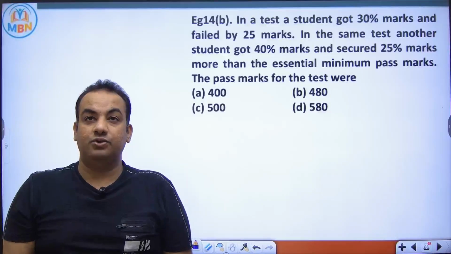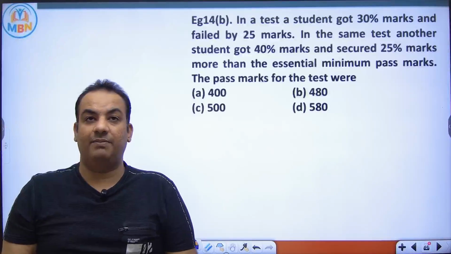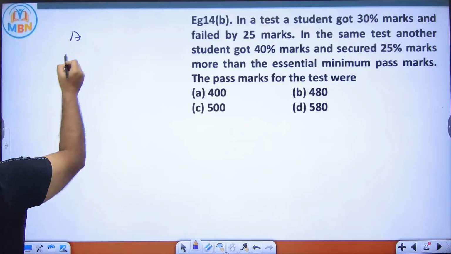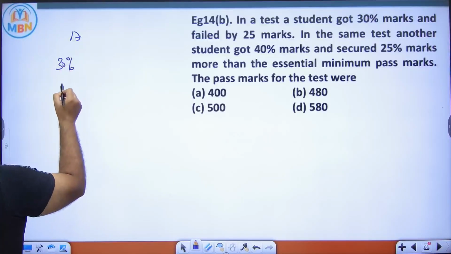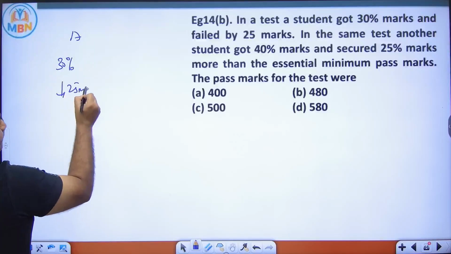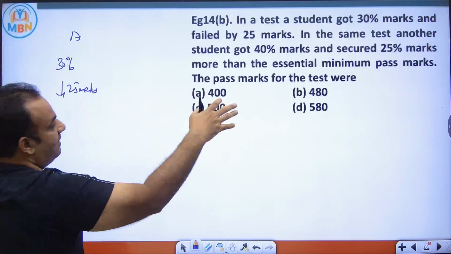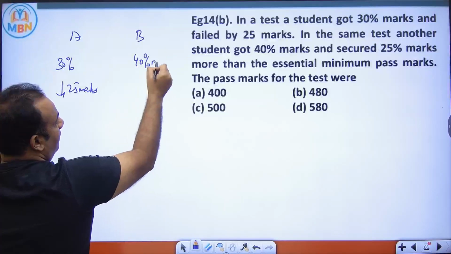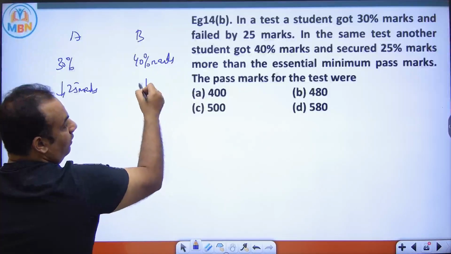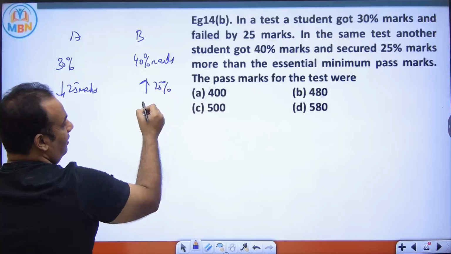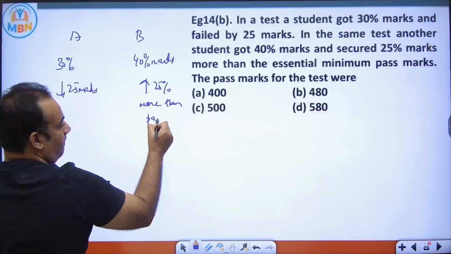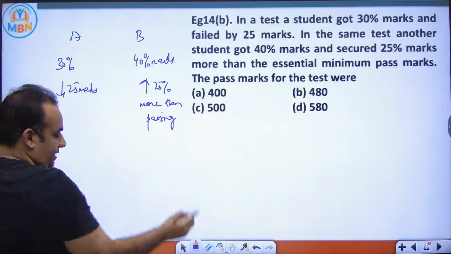In a test, a student got 30% marks and failed by 25 marks. Let A be the student, he got 30% marks and failed by 25 marks. In the same test, another student, let B be there, got 40% marks and scored 25% more than the passing mark. Okay. So the question is, what are the passing marks?